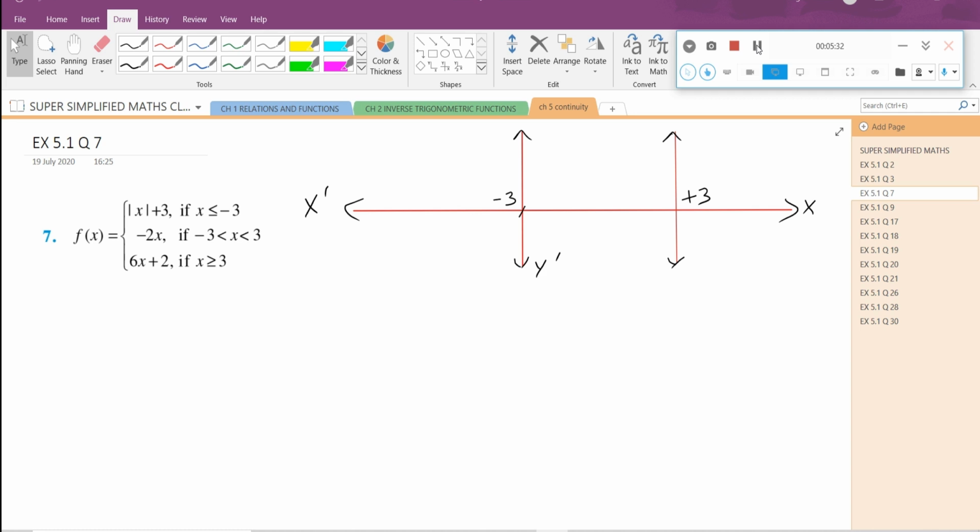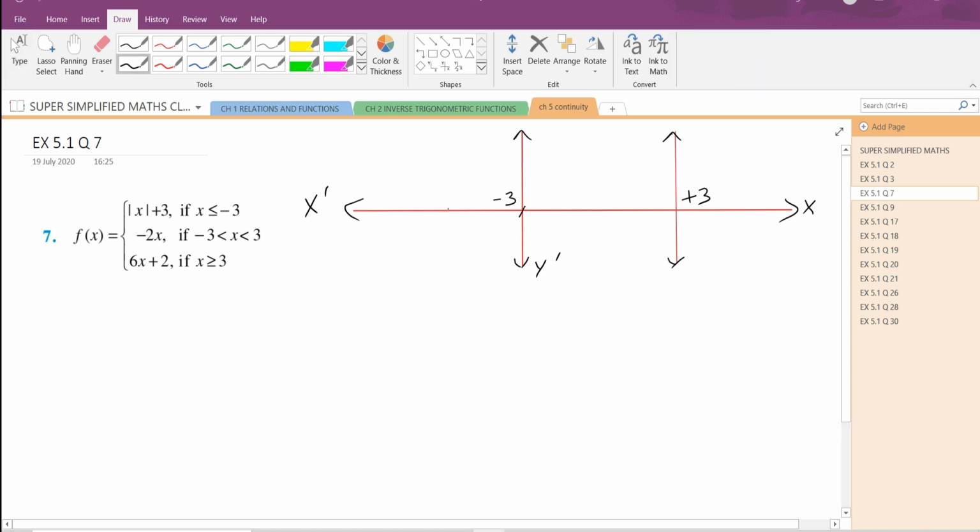So you can see that this is the x-axis and this is the point minus 3. For x less than or equal to minus 3, in this area including this point, the definition of f(x) is going to be mod of x plus 3.